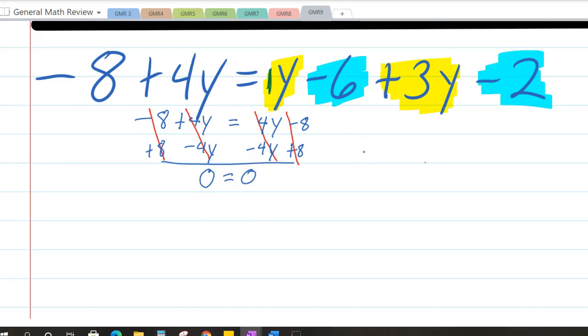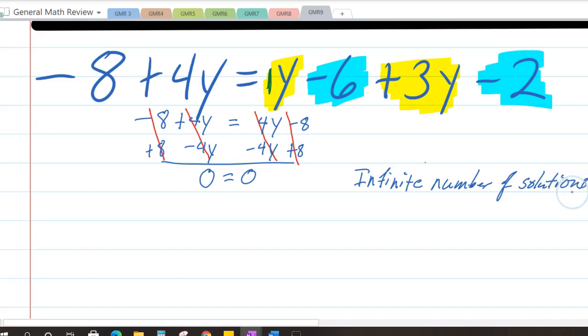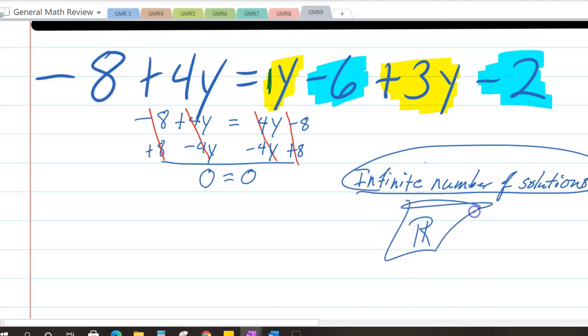There's two ways of writing this answer. You'll see it written as an infinite number of solutions, or you'll see it written as all real numbers. Now, most textbooks in algebra will have this. However, some of your teachers will be okay with the all real numbers.